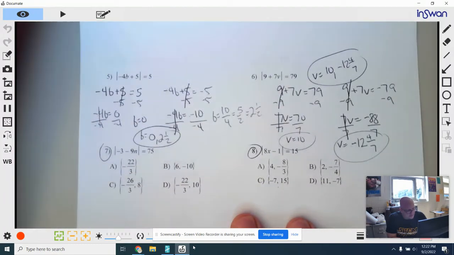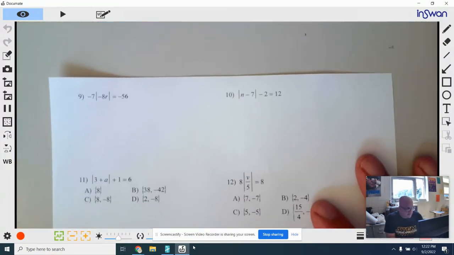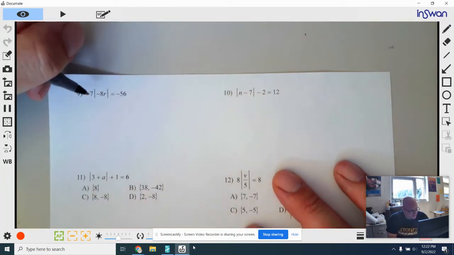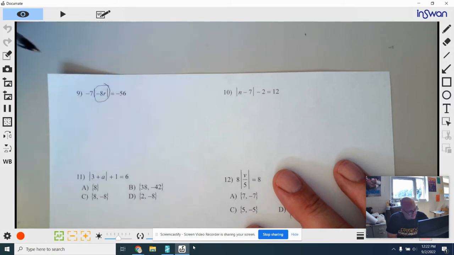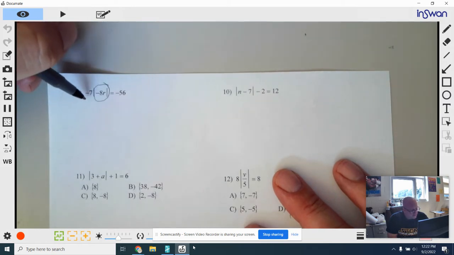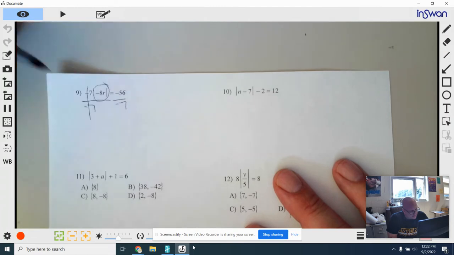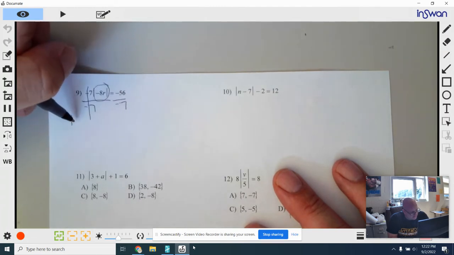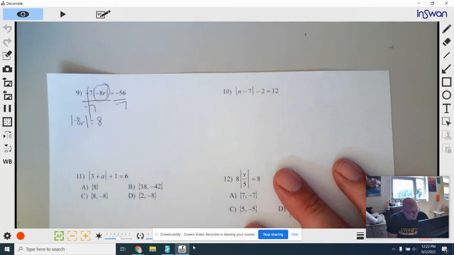Okay, do number 8. And let's go look at number 9 now. So number 9, we see this is the first one where the absolute value bracket is not isolated. So in this case, I have to isolate it first, and I need to get rid of this negative 7 that's outside. It's being multiplied. So I'm going to divide by negative 7. When I do that, that cancels. You're left with the absolute value of negative 8r equals, and that's going to be a positive 8.